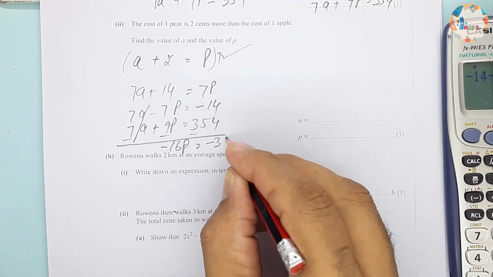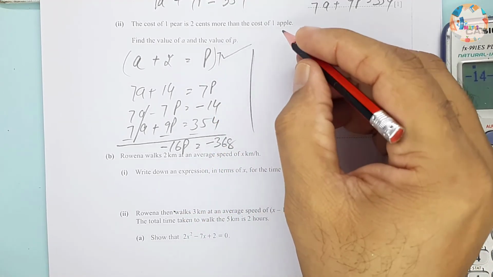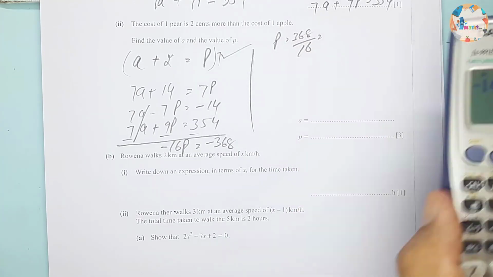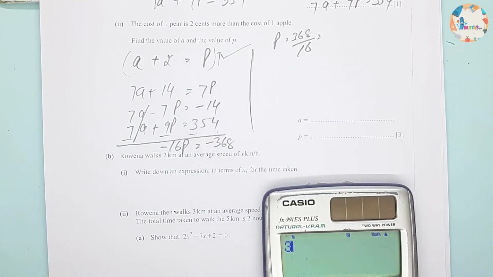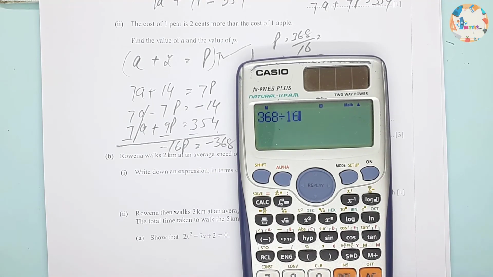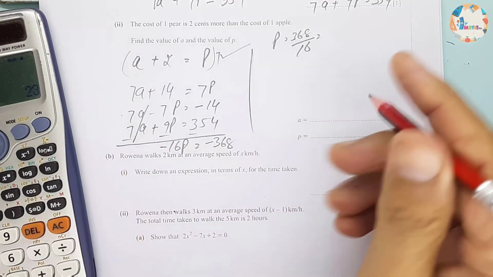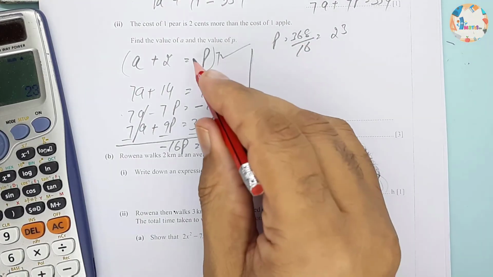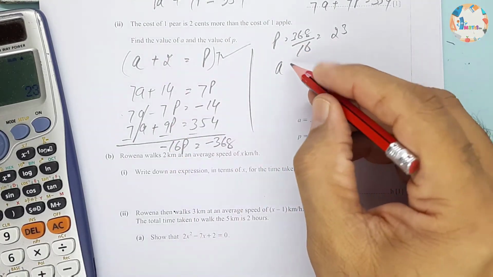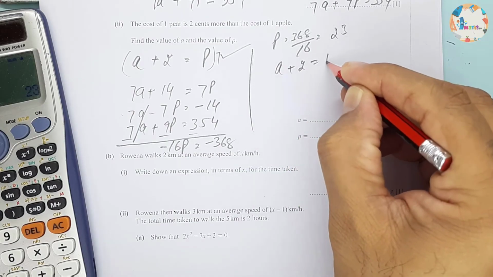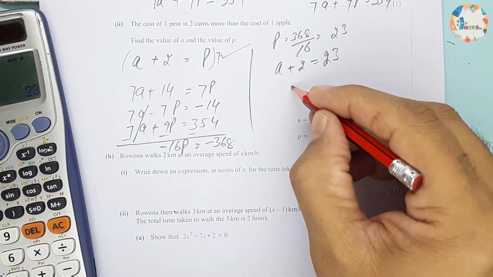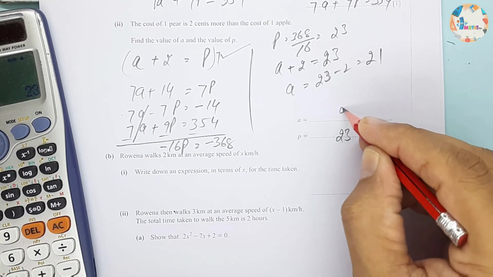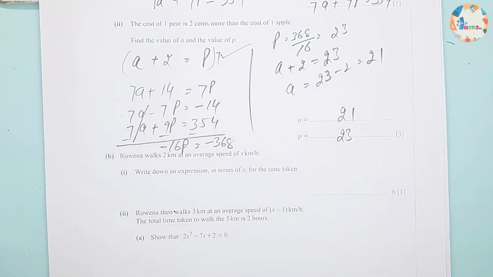So minus 368. This implies P will be equal to 368 over 16. 368 divided by 16 will be giving us 23. So the P value will be 23. We can write here 23. Now we can replace this value in this equation. P is equal to 23, and A will be equal to 23 minus 2, which is equal to 21. So the A value will be 21. Hopefully you got this as well.